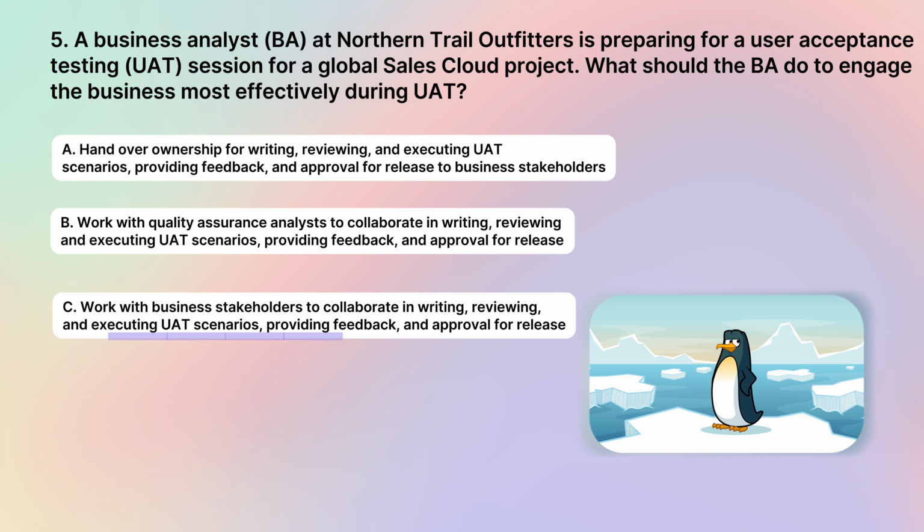With option B, collaborating with quality assurance analysts is important for testing, but UAT should primarily involve business stakeholders who have a direct understanding of their business processes and requirements. Quality assurance analysts may contribute to the technical aspects of testing, but business stakeholders should be actively involved. Option C emphasizes collaboration with business stakeholders in writing, reviewing, and executing UAT scenarios. Engaging with the actual end users and business owners during UAT ensures that the testing aligns with their expectations and requirements. This approach fosters better communication, understanding, and ownership of the UAT process by the business.